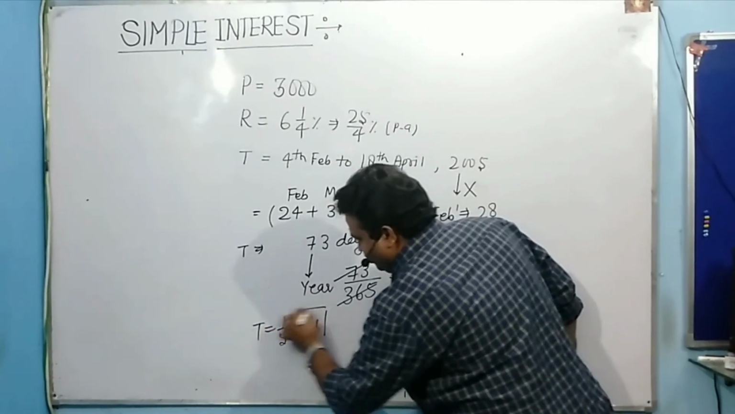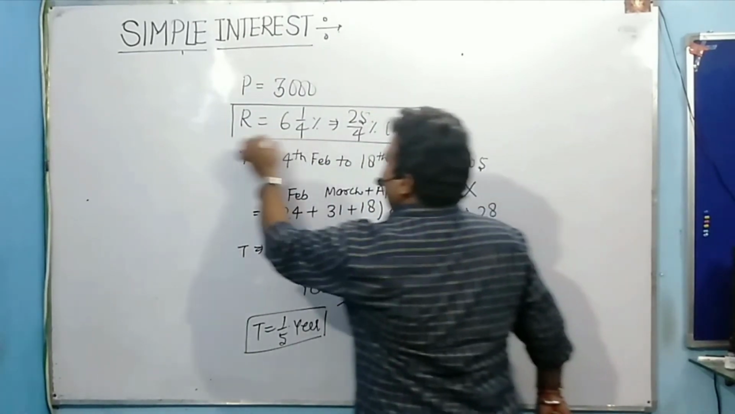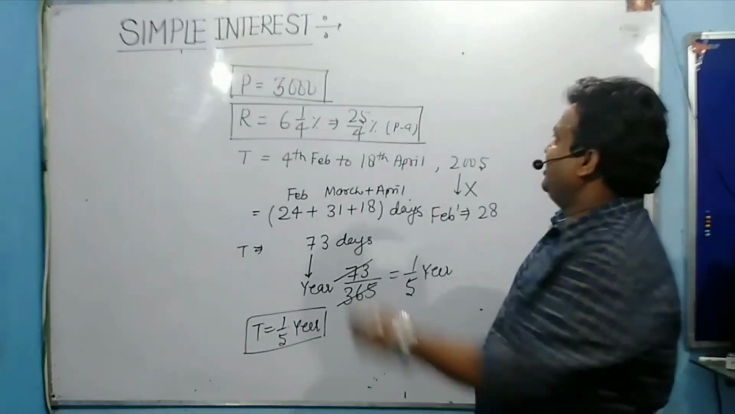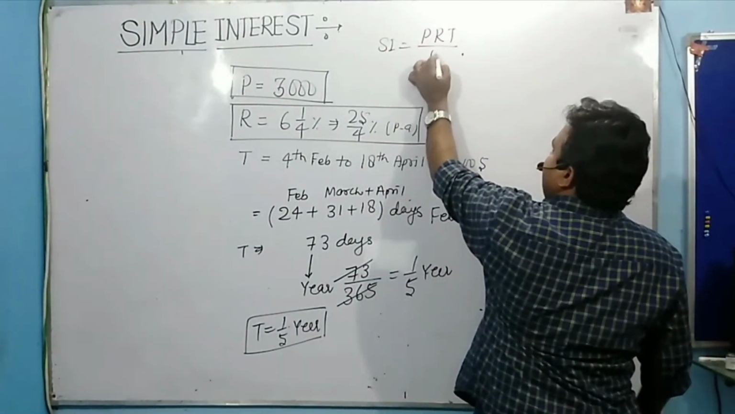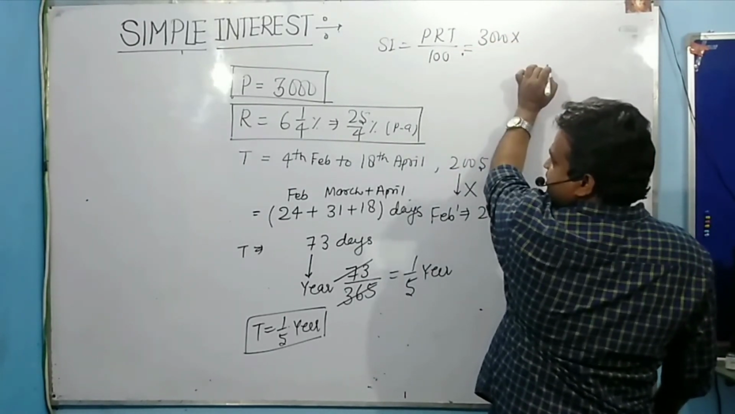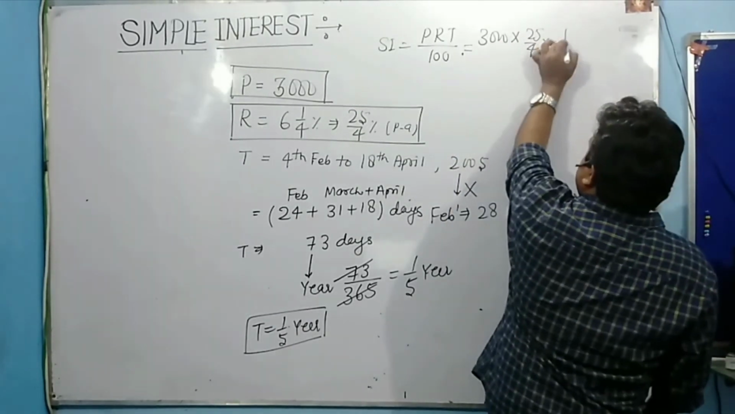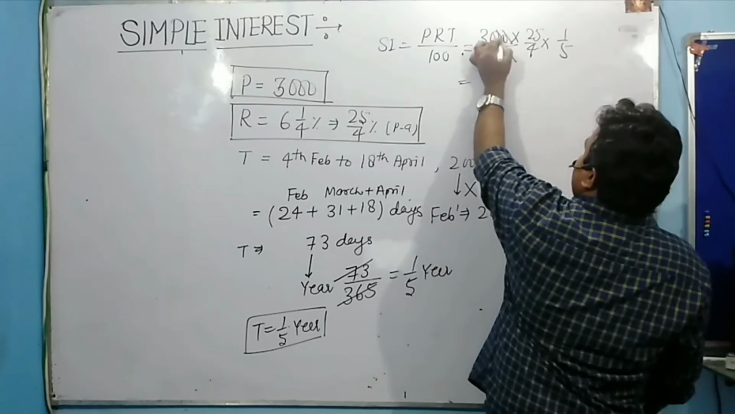Now you have the time value, you have the rate value, you have the principal value. Simply apply the formula. Simple interest is what? PRT by 100. What is your principal amount? 3000, sir. What is your rate? Rate is 25 by 4. What is your time? Time is 1 by 5. Divide by 100. Now this 20 is gone.